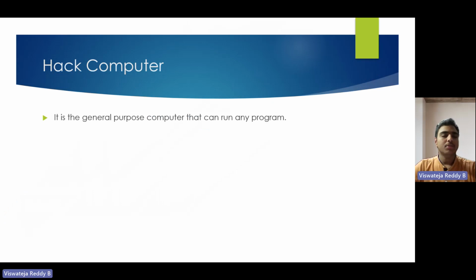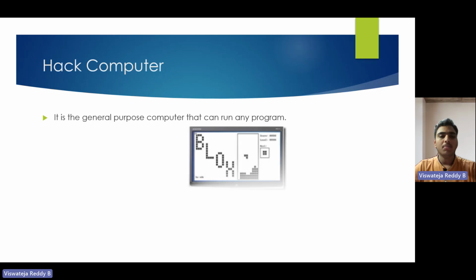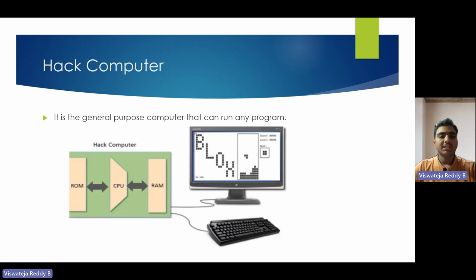Now, first is the Hack computer. Hack computer is known as a general purpose computer that runs any program. Hack computer basically consists of RAM, CPU, and ROM. RAM and CPU both are connected bidirectionally. That is, RAM can share information to CPU and CPU can share information to RAM. So the basic idea about the Hack computer is that it is a computer that can run any program.